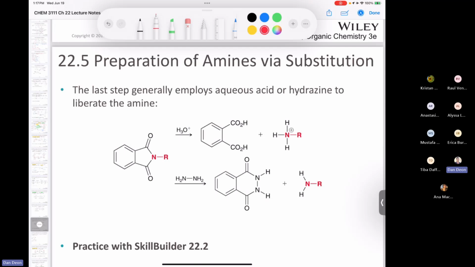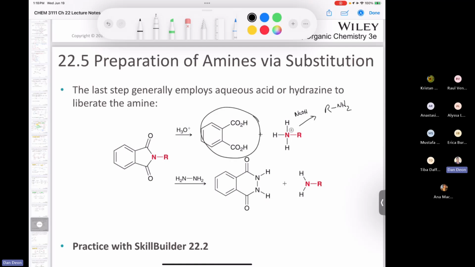Because you end up with an alkyl ammonium ion, you would have to take this ion and then treat it with sodium hydroxide in the second step, and then you'd end up with our NH2. You'd get the free base like that. So that's with aqueous acid. Again, it's totally fine.